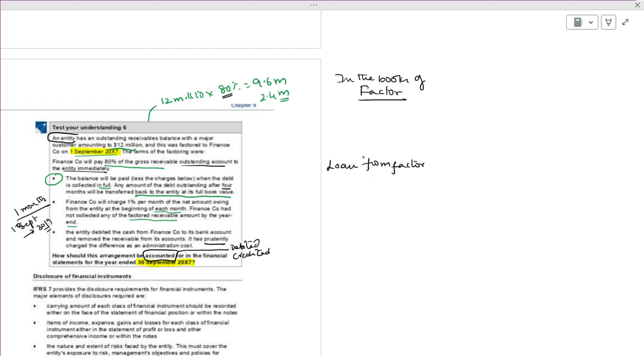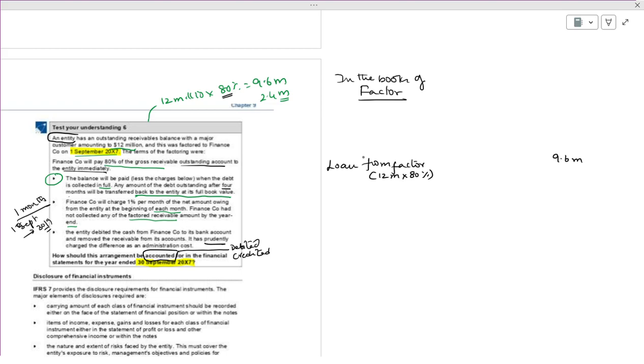How much are you giving? You are giving 9.6 million. How did you get it? 12 million times 80%. Is it right? Now, what is the amount which is going to be done? The balance will be paid less the charges when the debt is collected in full. Any amount of the debt outstanding will be transferred.